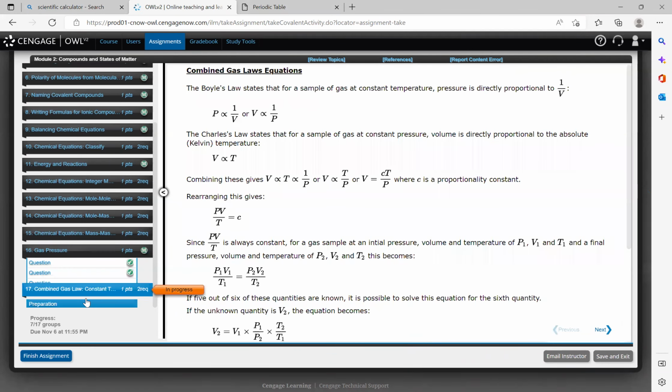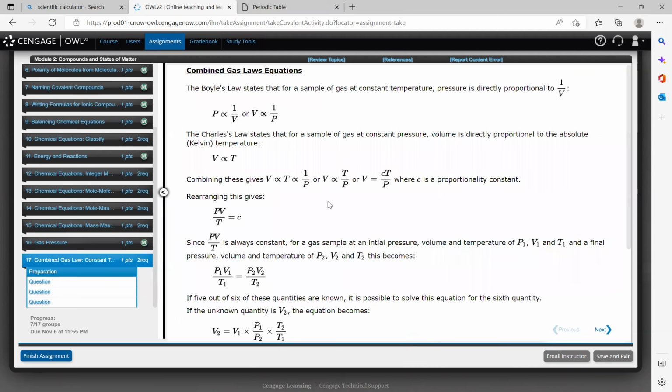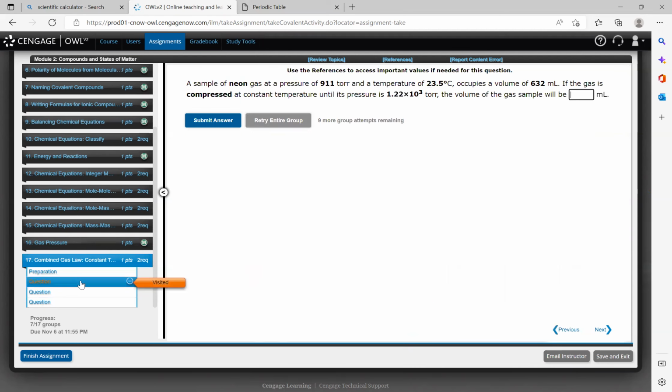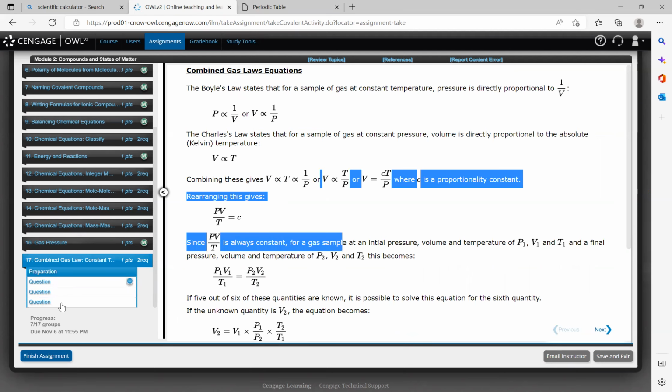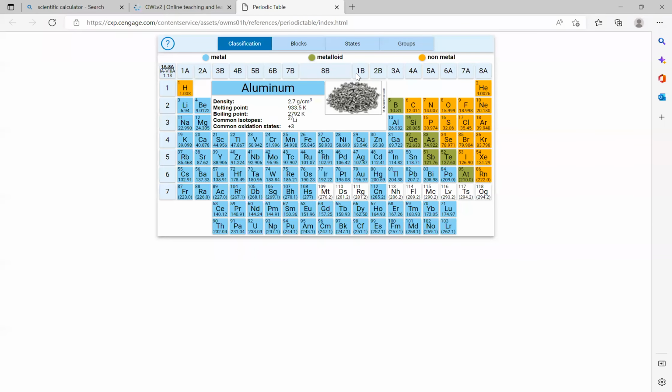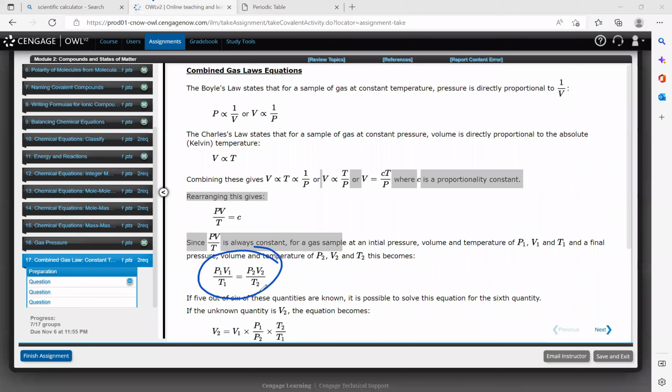All right, last question is the combined gas law. And as you can see, the combined gas law has lots of different equations set with it. So what it's going to end up looking like is this very long equation: P1 V1 over T1 equals P2 V2 over T2. So we're going to be solving for either pressure, volume, or temperature.